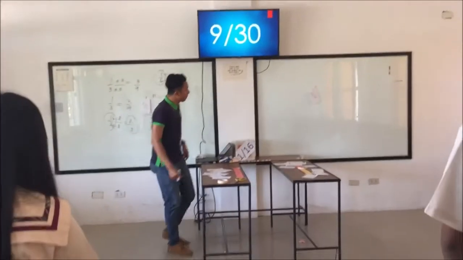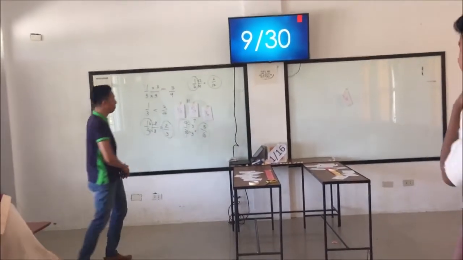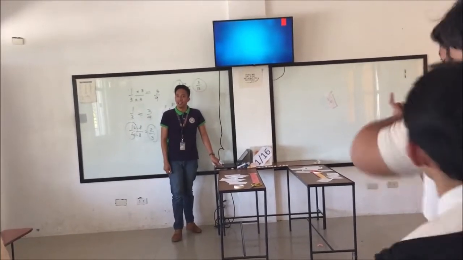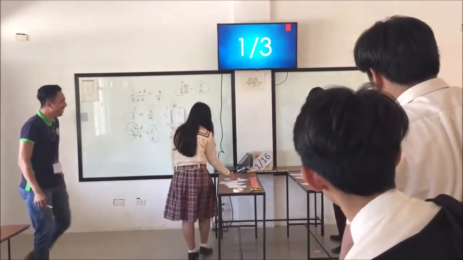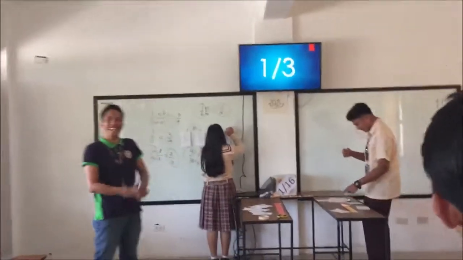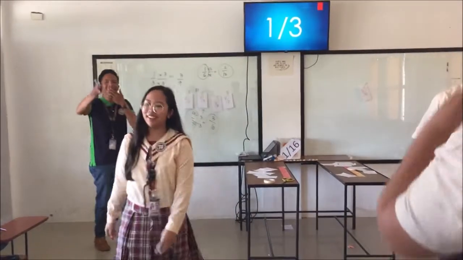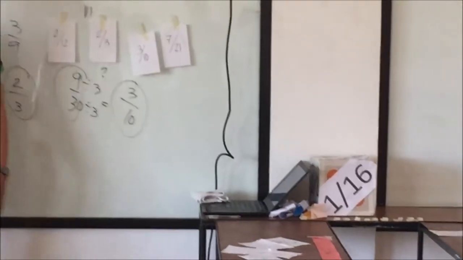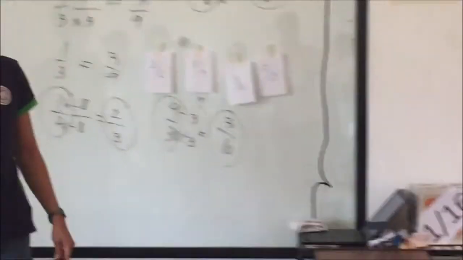That group is still correct, but our game is for the fastest one, right? Fourth, go. The group again, the first one to place their answer. Let's see. Moises.